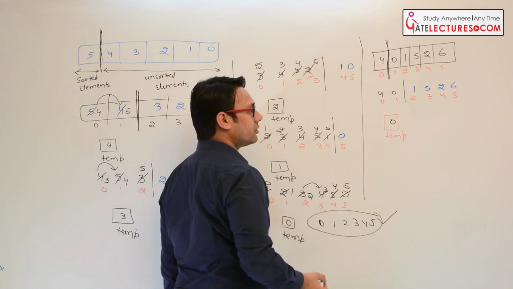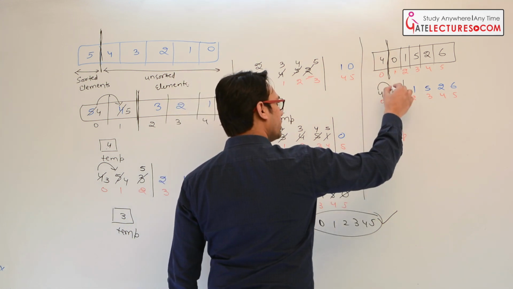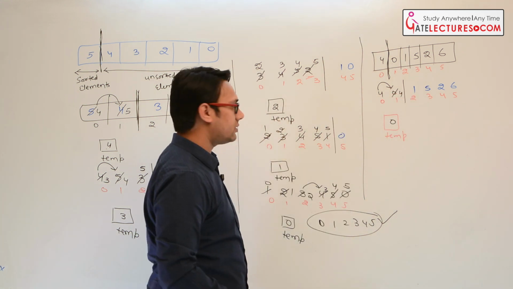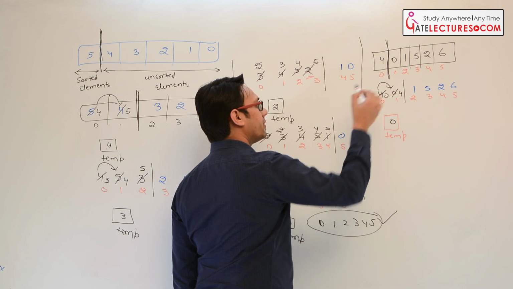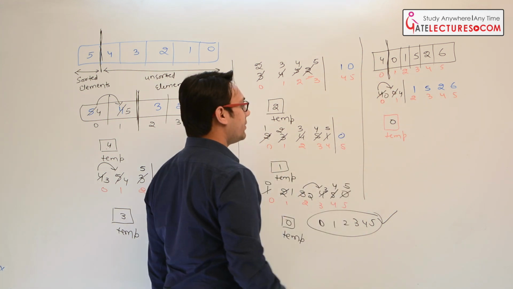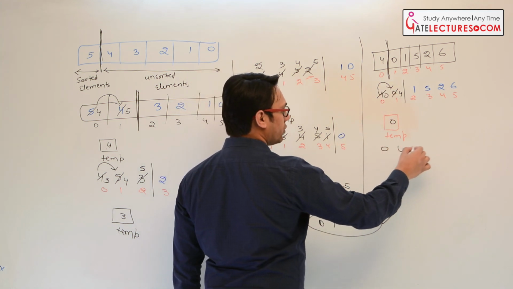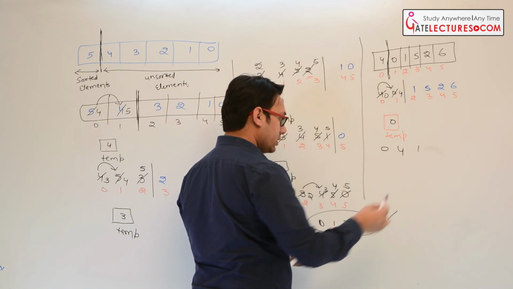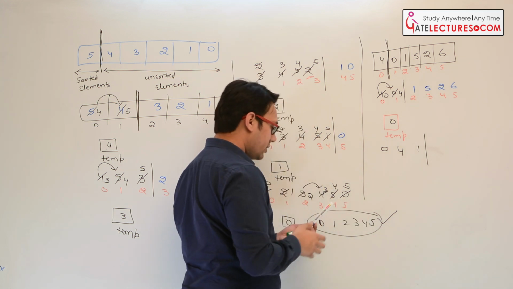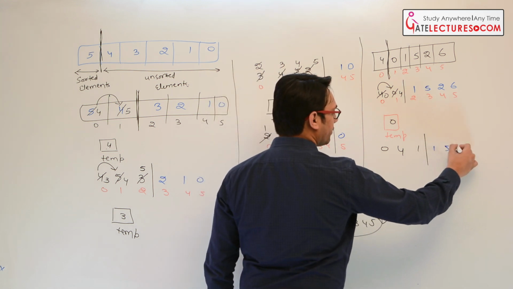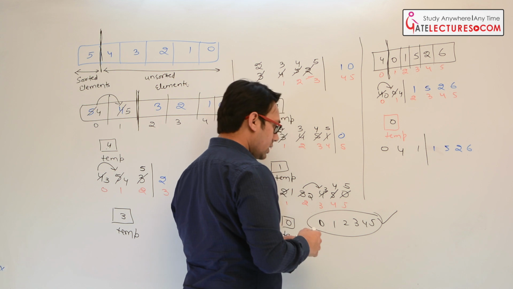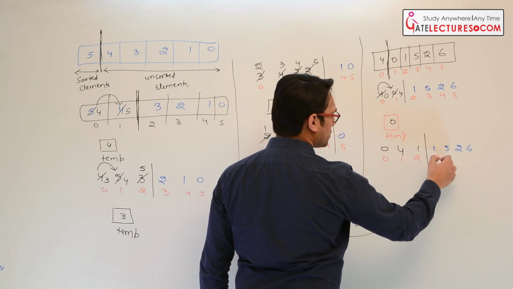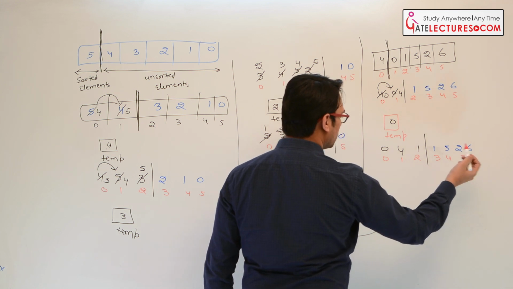Compare 4 and 0. 4 is greater than 0, therefore shift 4 here. Now you cannot compare 0 with any element, therefore 0 will come here. Okay. Next time what are the elements we have? We have 0, 4, which is the sorted part, and we have 1, 5, 2 and 6. Index locations are 0, 1, 2, 3, 4, 5.